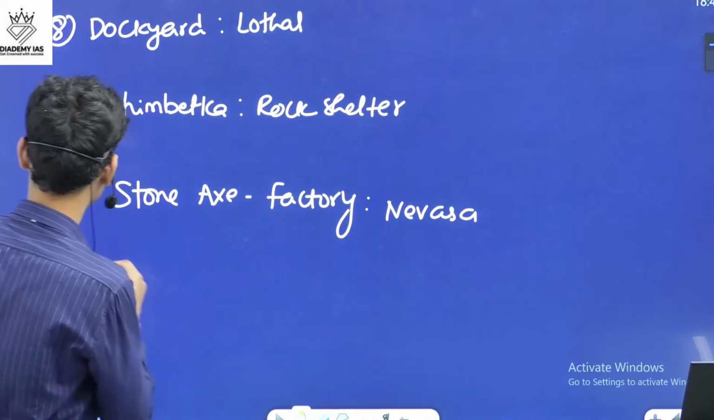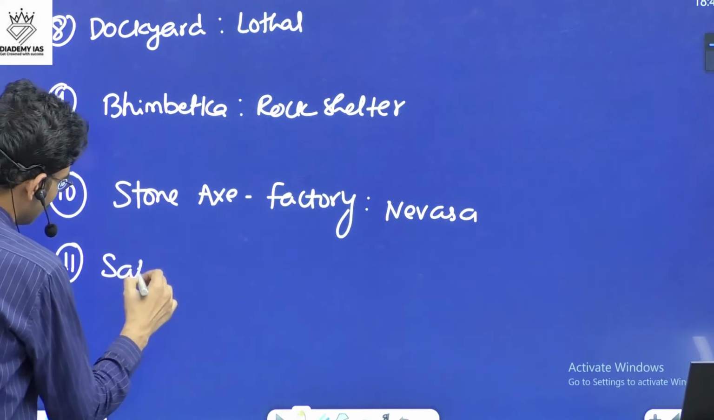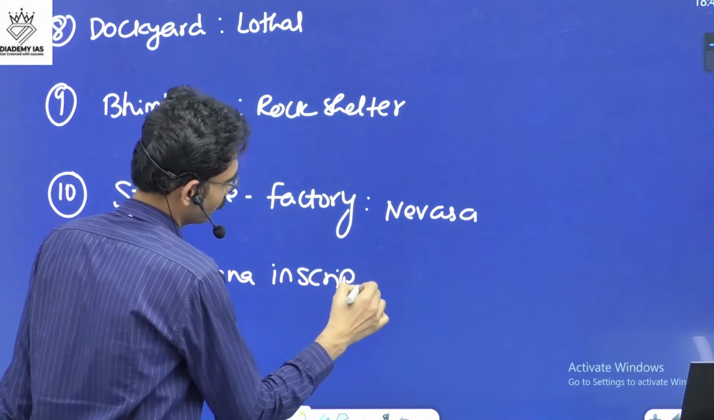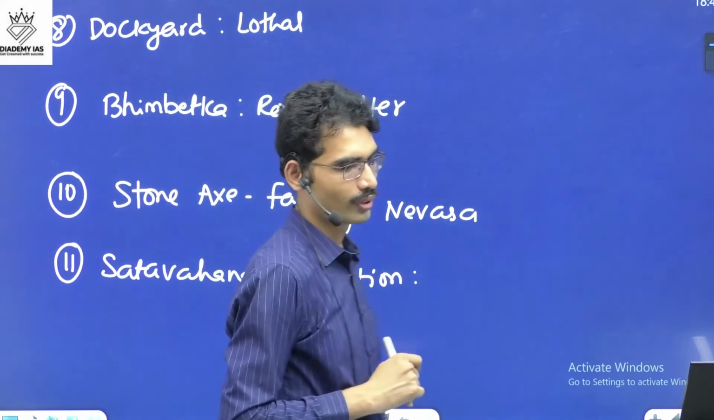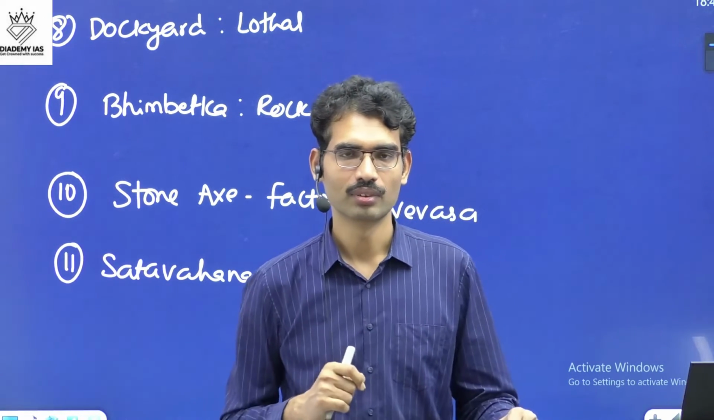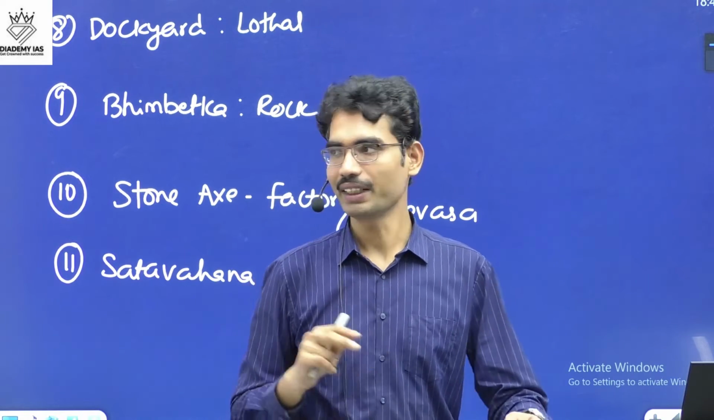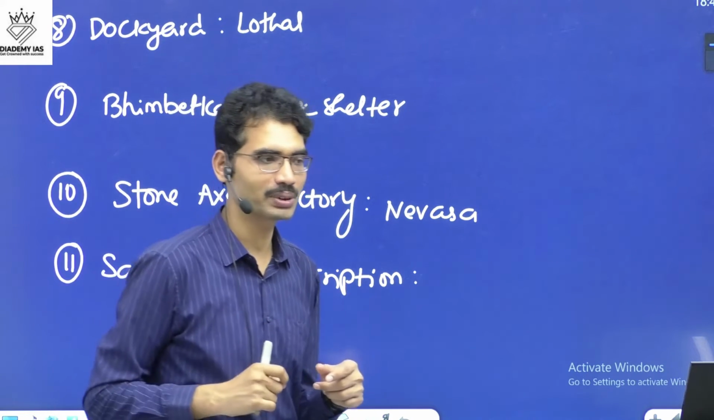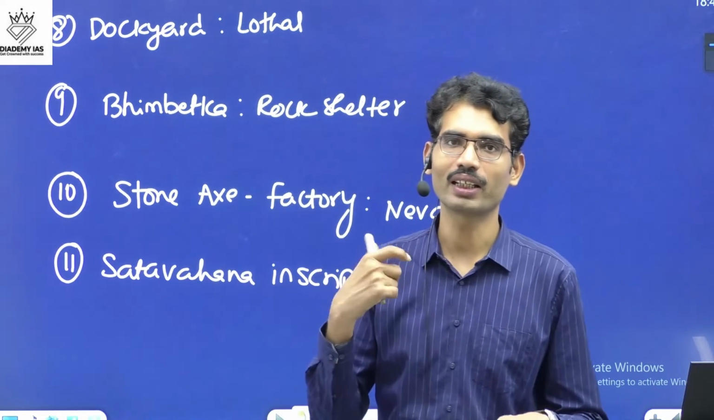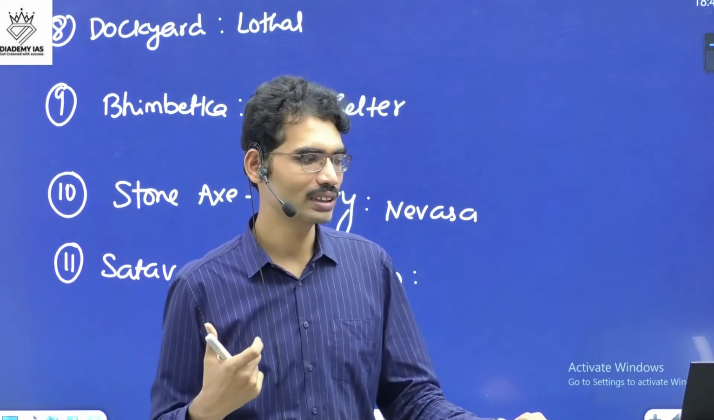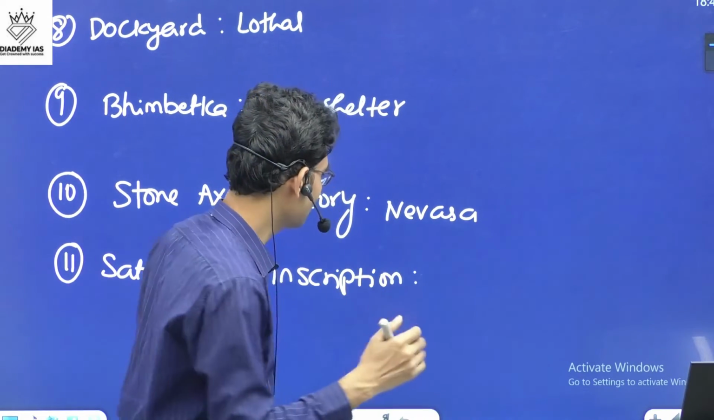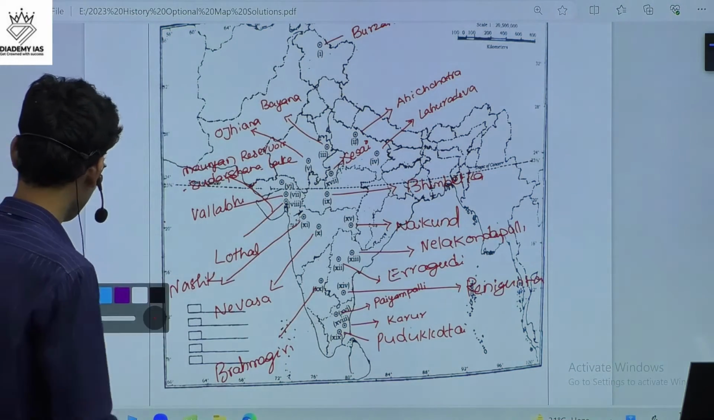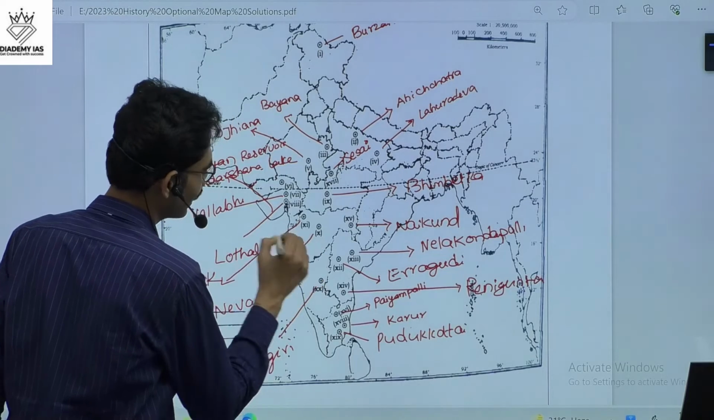Next, the 11th one, Satavahana inscription. There are two important inscription sites with respect to the reconstruction of the Satavahanas. One is the Naneghat inscription, which is near Pune. The second one is the Pandavaleni cave inscription near Nashik.